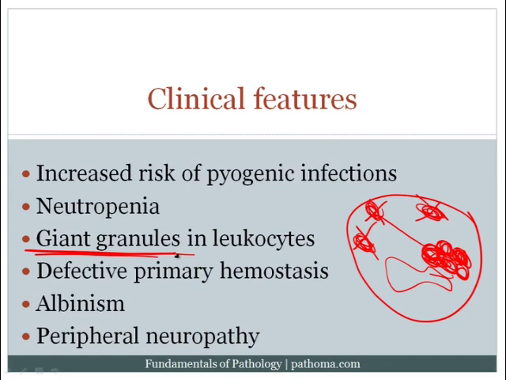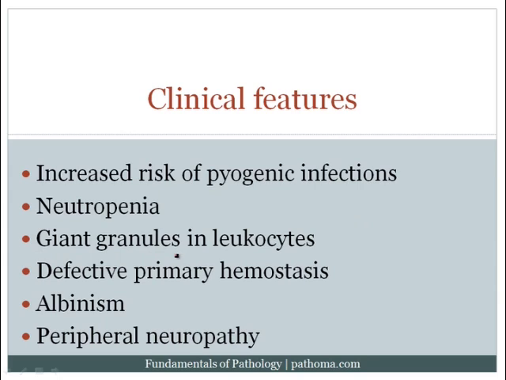Another problem that's going to occur in these patients is that they're going to get defective primary hemostasis. Now, same sort of idea. Primary hemostasis is dependent on the platelets, and the platelets contain granules, for example, dense core granules. And if the granules are not properly distributed and are not properly functioning within the platelets, there'll be a defect in primary hemostasis. Okay, another finding is albinism, high yield, and this kind of also goes back to the similar principle.